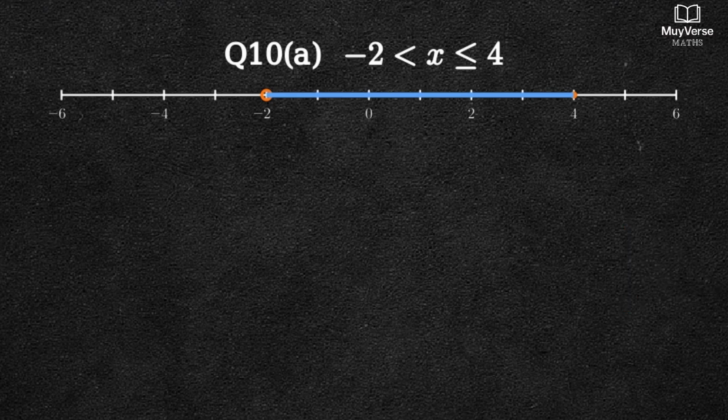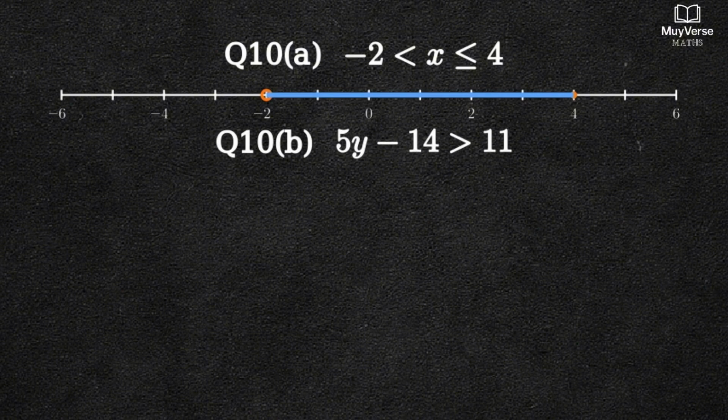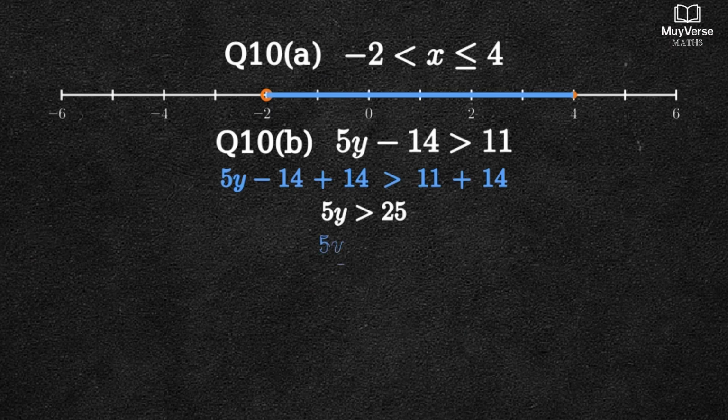Question 10 Part B. Solve the inequality 5y minus 14 is greater than 11. We isolate y step by step. Add 14 to both sides. That gives 5y greater than 25. Now divide both sides by 5. We get y is greater than 5.